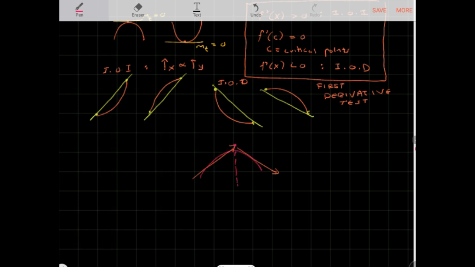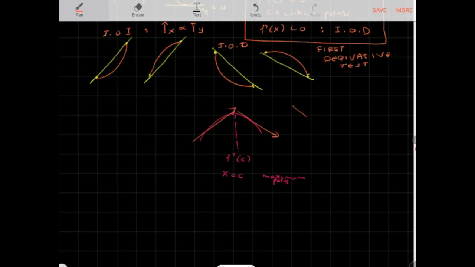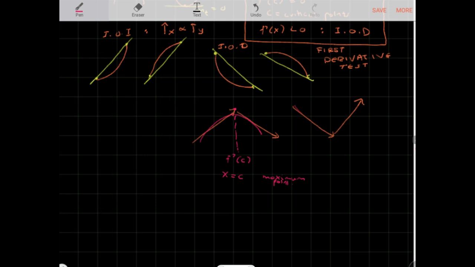You can actually see that here. So this critical point here, f prime of c, when x is equal to c, is going to be a maximum point. Okay? But when we have an interval of decrease and then an interval of increase, right, this demonstrates that the critical point where they meet, let's call it c, where f prime of c is equal to 0, is going to be a minimum point.